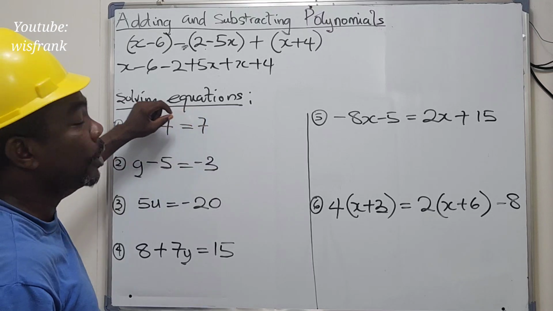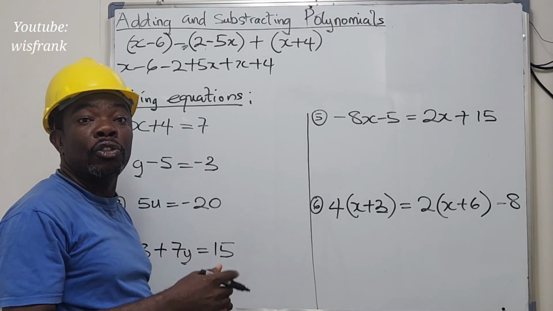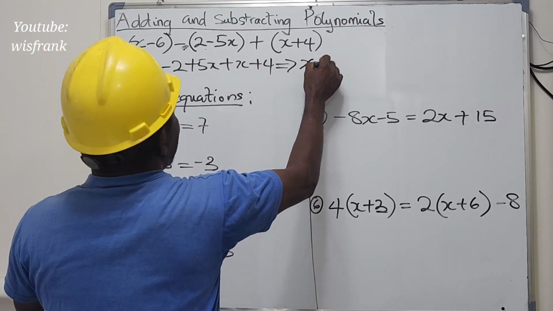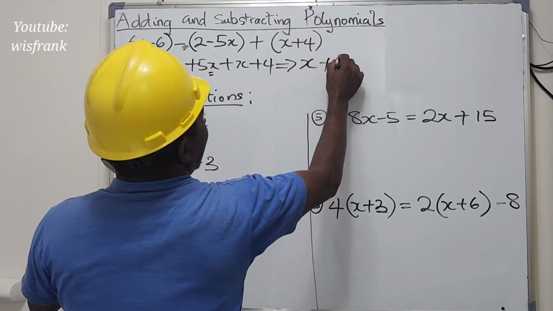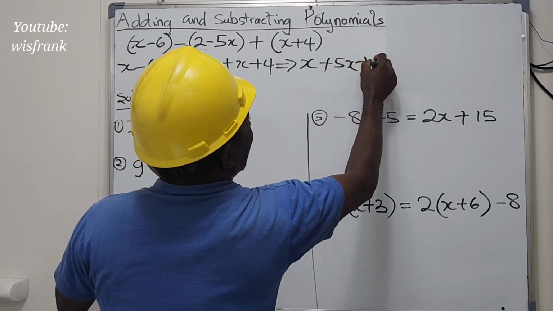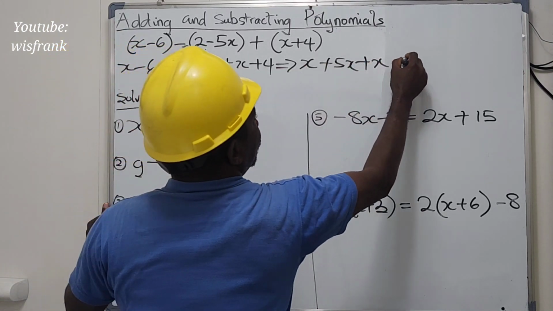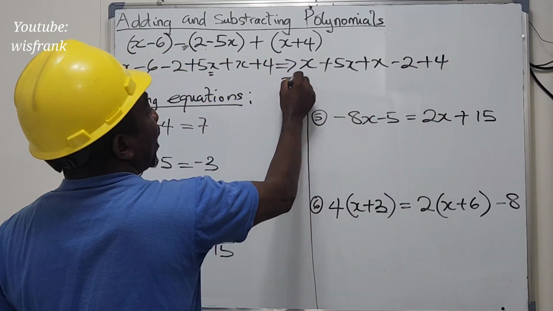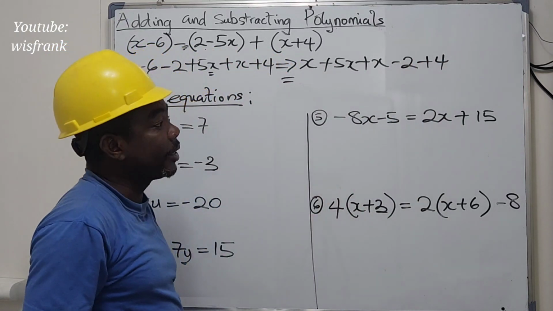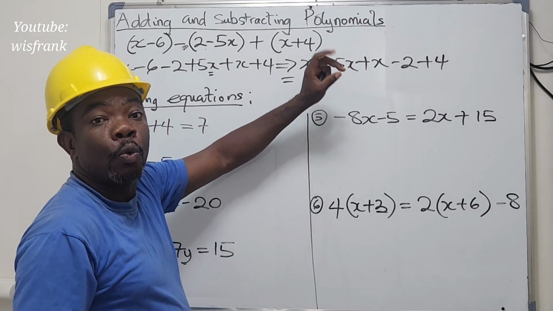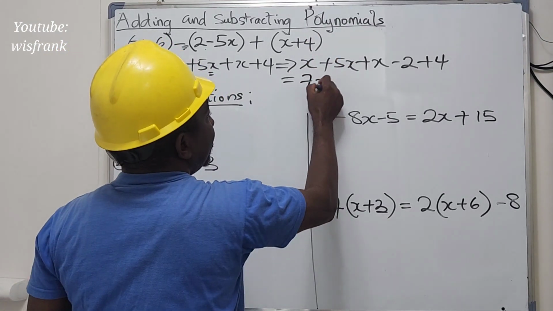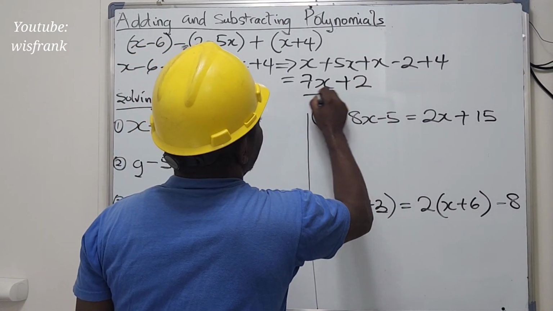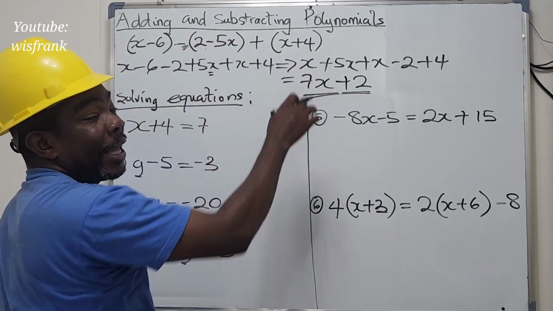So collecting like terms, we are going to collect constants one side and also collect variables one side. So here we take x plus, here we have 5x, then we have another x here, plus x, then we take minus 2, then here we have plus 4. So from here, we can see that x plus 5x is 6x. 6x plus x, we have 7x. Then we have minus 2 plus 4 will become plus 2. So this is what we have as the solution of this expression.